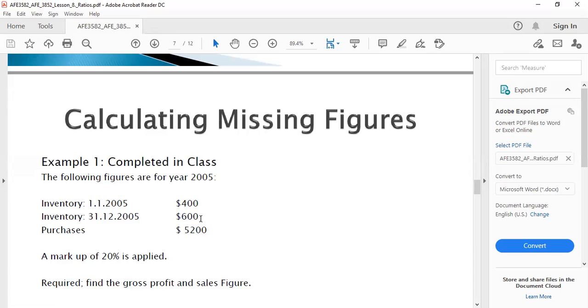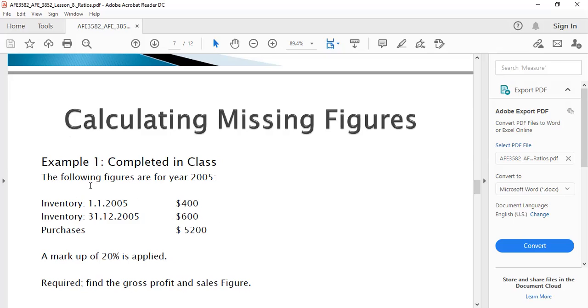If you get such an exercise or such a question in an exam, the first thing you have to ask yourself is what you are given. You are not given sales amount and you are not given cost of sales amount. So you look at the accounts that you are given. You are given inventories and purchases.